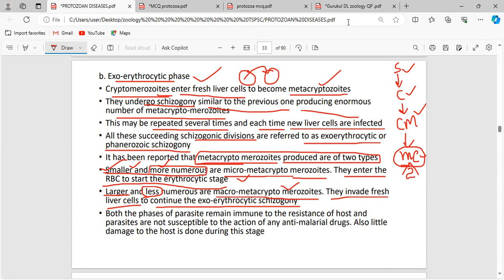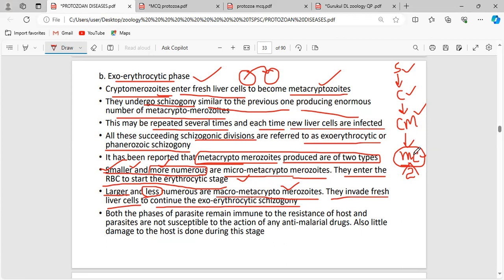Once again, I'm repeating. Initially it was the sporocyte, which is the infective stage. Next, it converts into the cryptocyte, and this cryptocyte undergoes the asexual reproduction mechanism called zygogony, and the end products of zygogony are the cryptomerocytes. These cryptomerocytes enter fresh liver cells to become the metacryptomerocytes. The metacryptomerocytes again undergo the asexual reproduction mechanism called zygogony.